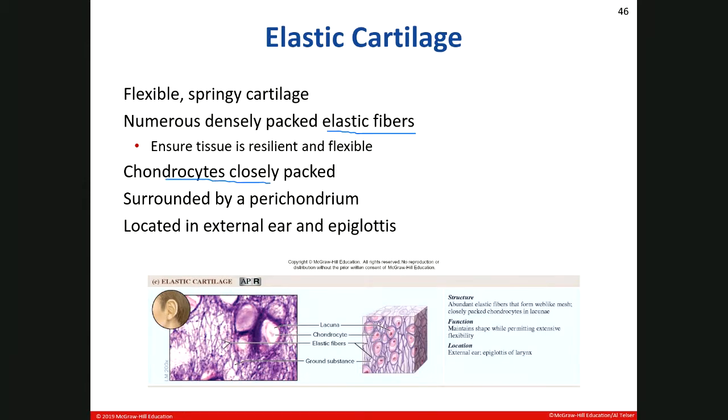And we see that we have perichondrium. Fibrocartilage does not. So you're going to see elastic cartilage in the external ear. The pinna is what it's called, and it's what's on the outside of your head there. And then the epiglottis. The epiglottis is that little flap that will cover the glottis, which is the opening to your trachea. So when you're swallowing liquids or solid food, it pushes it as it's going down.